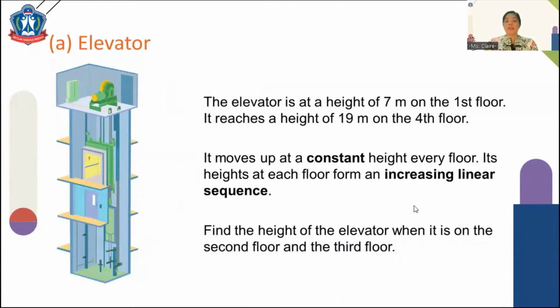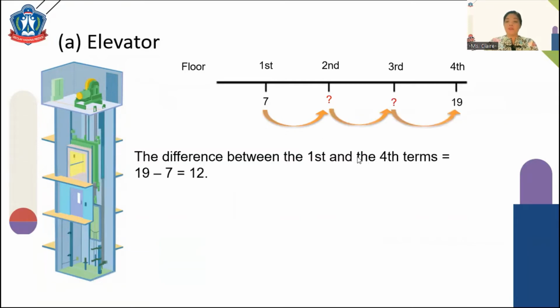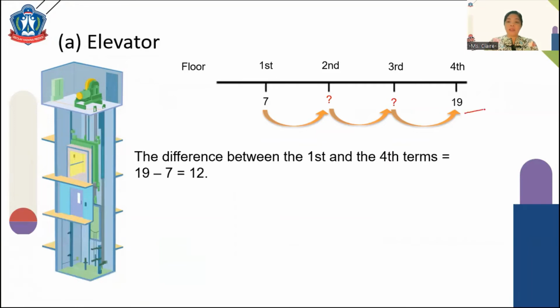So how to solve this? On the first floor, the height is 7, and we don't know on the second and third floor. All we know is on the fourth floor, that is 19 meters. So to solve this, we need to find first the difference between the fourth and the first, so we subtract, and that is 12. After that, we will divide it by 3 because we have 3 jumps. 1, 2, 3. So 12 divided by 3 is equal to 4.